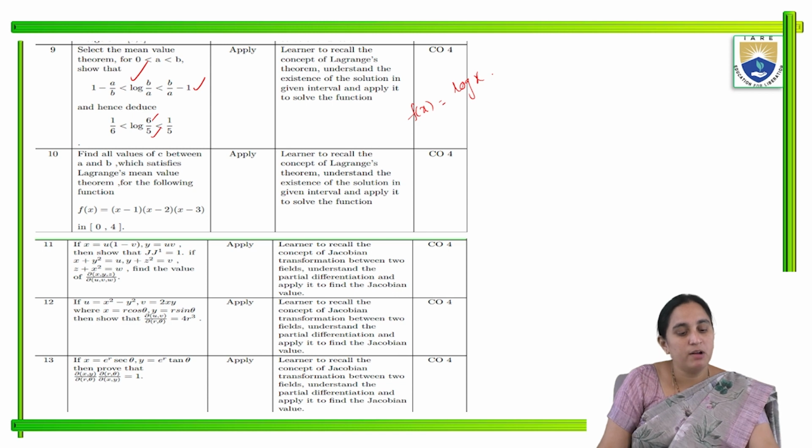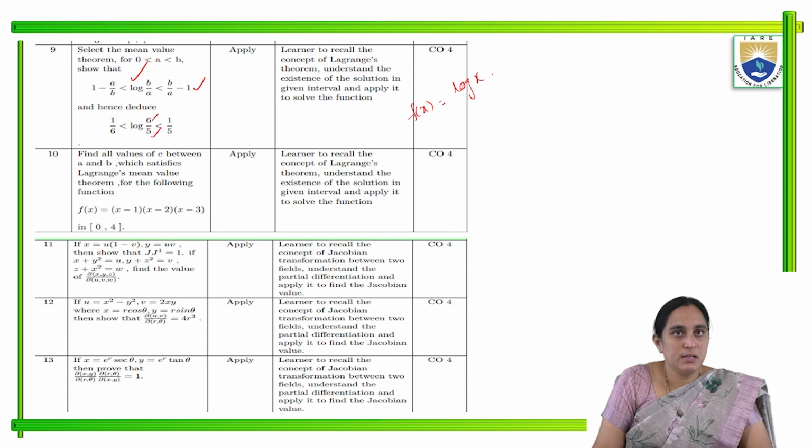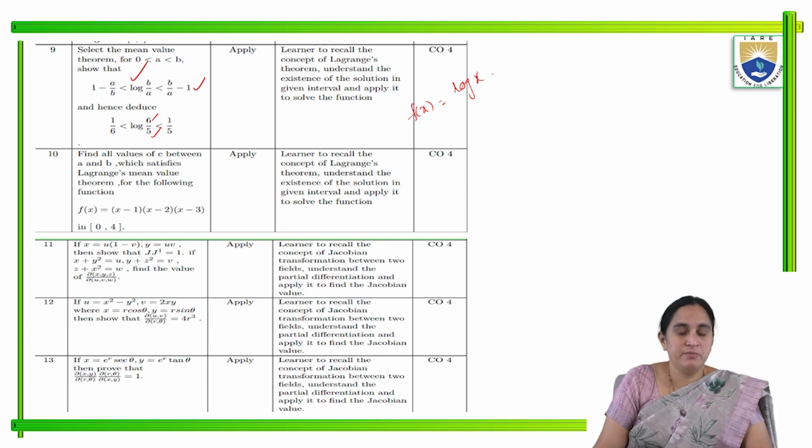And the 10th one: find all values of c between a and b which satisfy Lagrange's mean value theorem for the function f of x equal to (x minus 1)(x minus 2)(x minus 3) in the closed interval 0, 4. This comes under Lagrange's mean value theorem. Already we discussed this with the third and fourth questions, and the previous questions. So go through that for the conditions of Lagrange's. That is the 10th question. From the 11th question onwards, this is different.